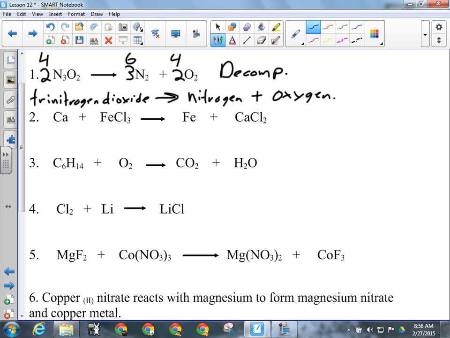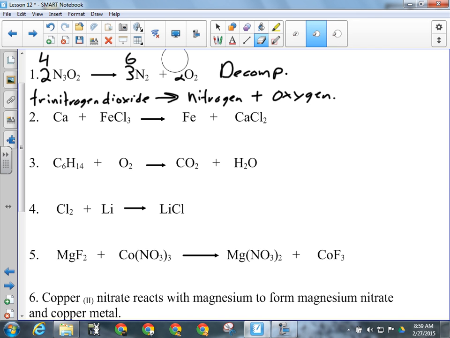Okay, and they make the balancing numbers 4, 6, 4. Right? It's balanced. There's equal numbers of everything on both sides, but you could reduce all of those numbers by dividing by 2. So if that ever happens, make sure you reduce it down to the lowest form. It doesn't happen very often.